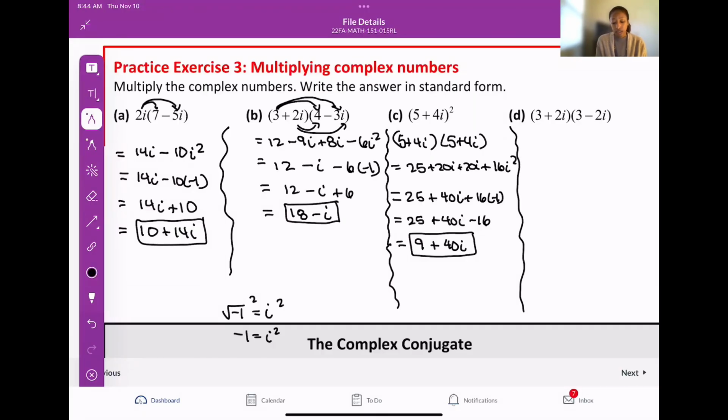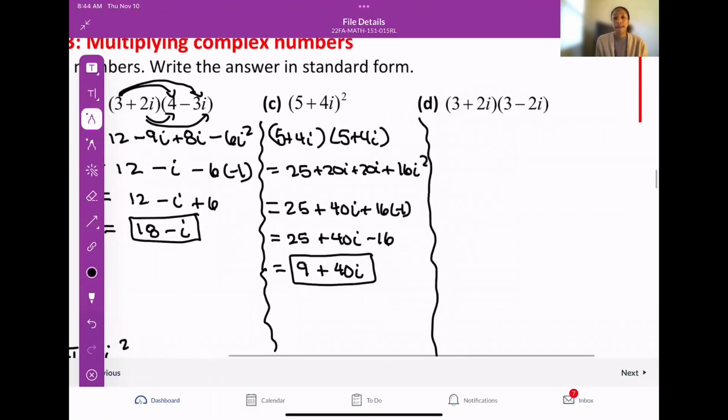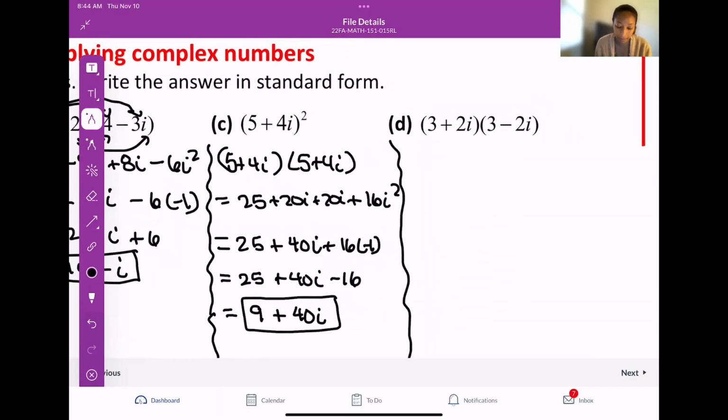All right, and last one, 3 plus 2i times 3 minus 2i. As I previously mentioned, if we look at these, both of them have the 3, both of them have a 2i. The only thing that's different is the sign. These are conjugates of each other. And when we multiply conjugates, nice things happen.